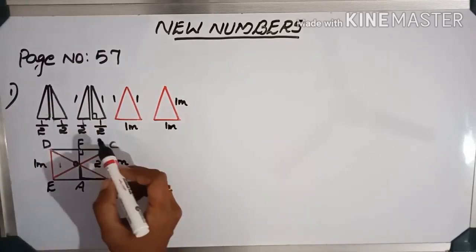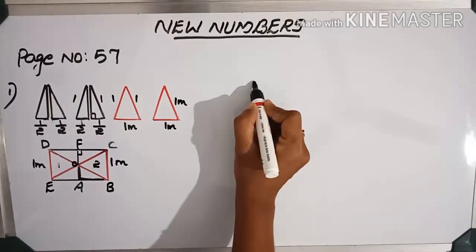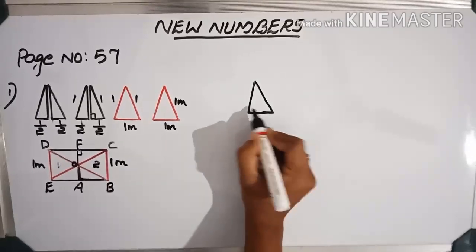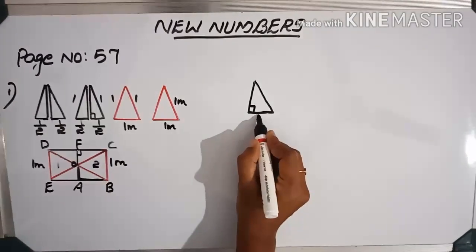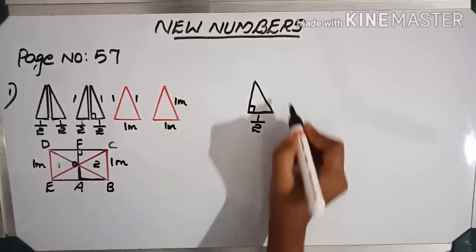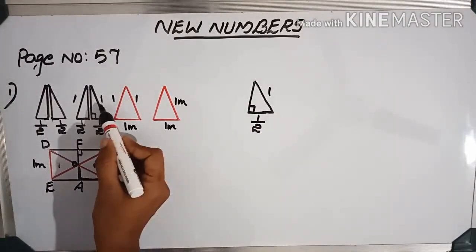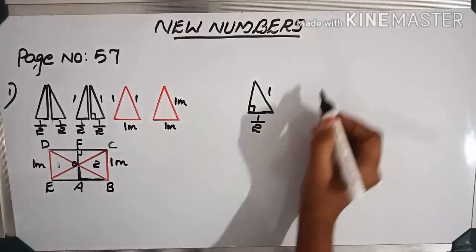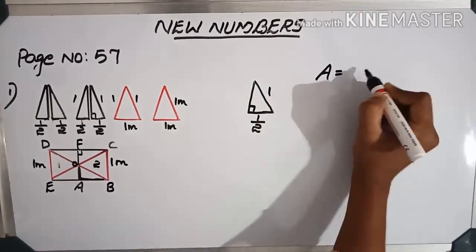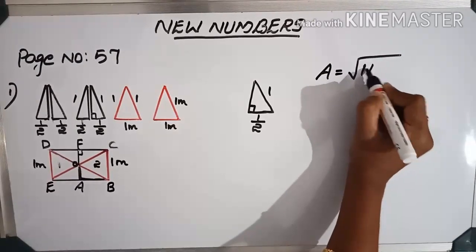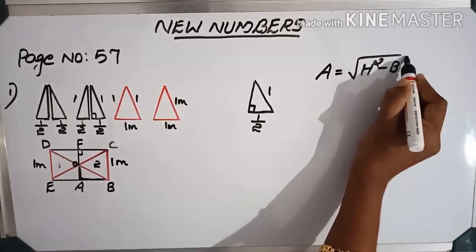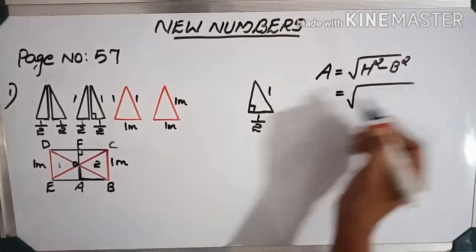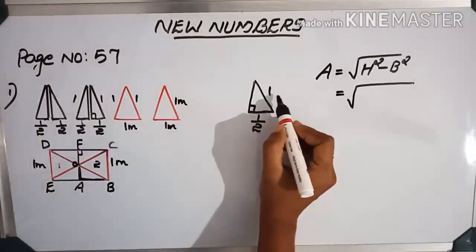Okay, so let's consider this portion, only one portion. Here this is 90 degree and this is base half, hypotenuse is what? 1 meter, this one. Now we have to find the altitude. What is the equation? Altitude equal to root of hypotenuse square minus base square, because Pythagoras theorem. Now that is equal to root of h square is what? 1, side is 1 meter.